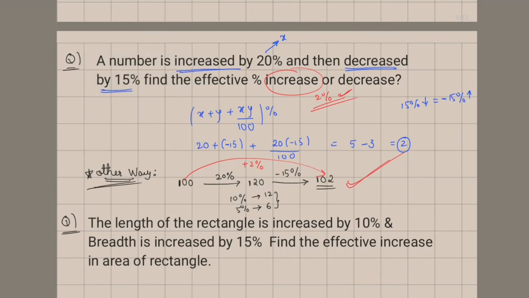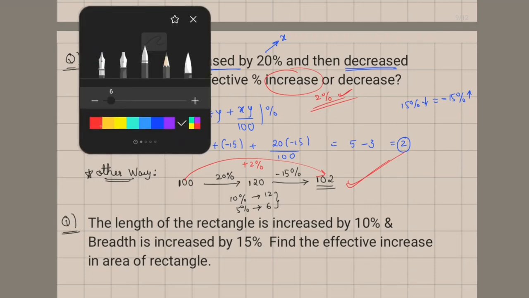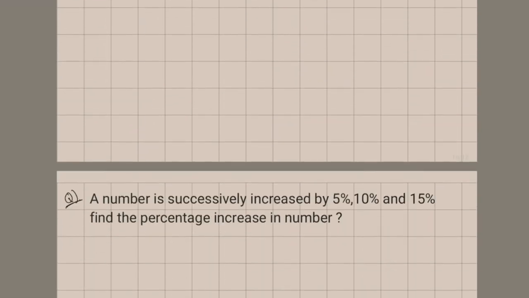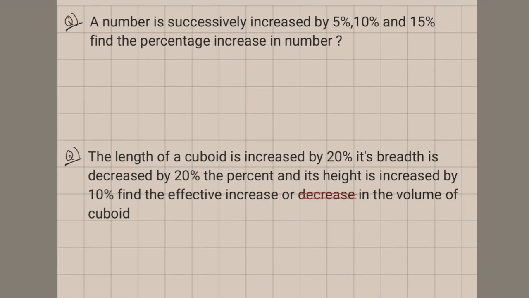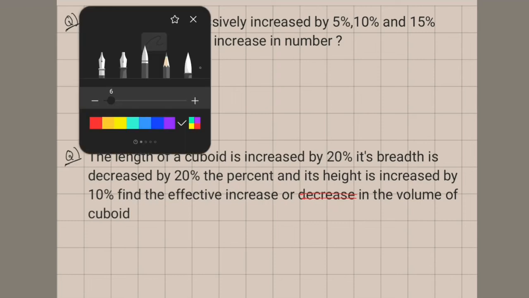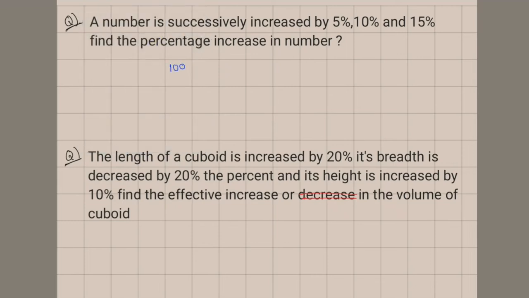But this method where we have to assume 100, this will be helpful when more than 3 percentages are given. Let's see what that means. Suppose a number is successively increased by 5%, 10% and 15%. So what is the effective increase in number? Let's do it in the other way which we have discussed. Assume 100 and then 5%. What we get? We will get 105, and then 10%. What will we get? 10% is 10.5. So we get 115.5, and then 15%. What is 10% of this?